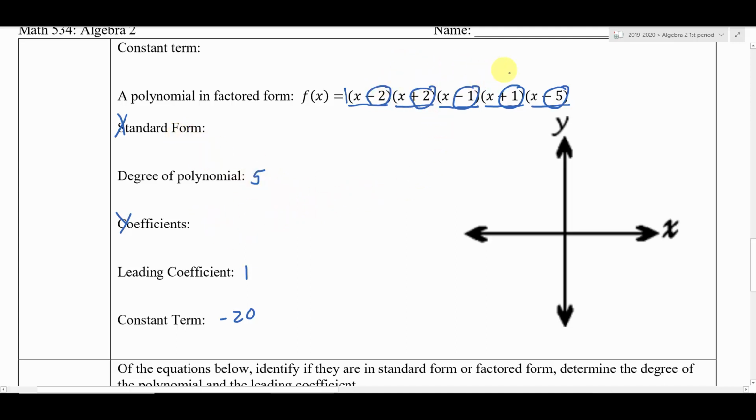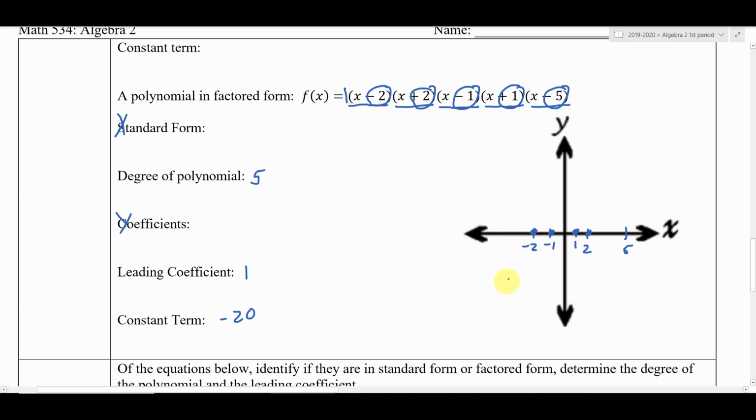Now, also using these numbers that are inside of these factors, we can determine where the x-intercepts are going to be for a quick sketch. So we have an x minus 2, so that tells me we're going to have an x-intercept at +2. So I'm going to draw that x-intercept in. This one's at +2, so it tells me we're going to have an x-intercept at -2. And I'll draw that one in. Then we've got -1, so we're going to be at +1. And then we've got a +1, so we'll be at -1. So we've got 4 x-intercepts so far. And then over here we've got a -5, so we'll have another x-intercept at +5.